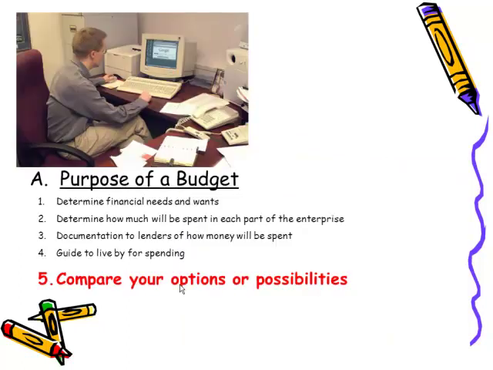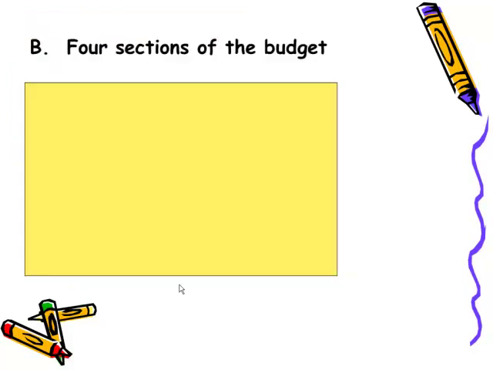So the last purpose of a budget is to compare your options or possibilities by collecting information, by watching the trends you've been in, by seeing how you've been spending your money over the past year and so forth, or even the month. You can have a better idea about what your options and possibilities are with your money.